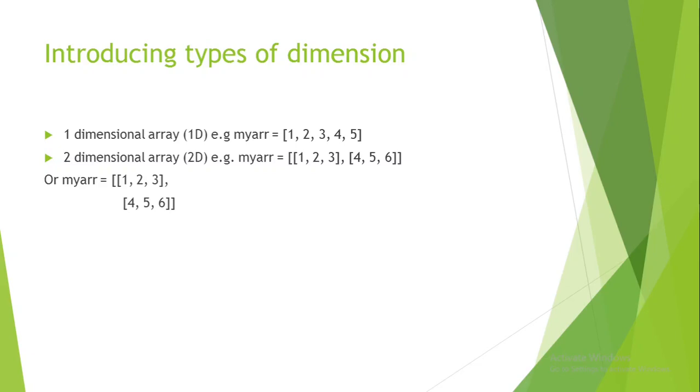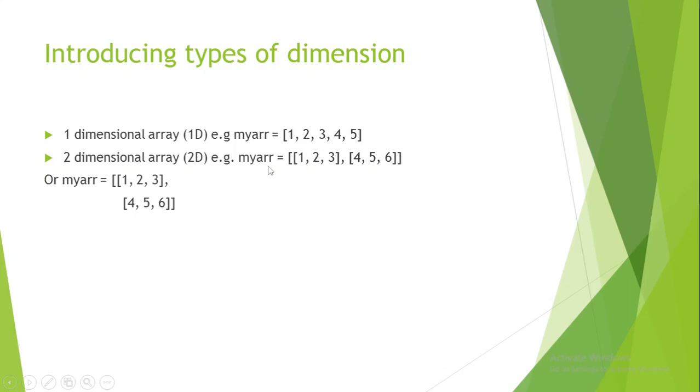So let's talk about the types of dimensions we're going to be working with in arrays here. We're going to have one-dimensional arrays and two-dimensional arrays. There are also three-dimensional arrays, but for the scope of this course, we're going to be really talking about one-dimensional and two-dimensional arrays. One-dimensional array is just in this format here: my array, set to a form of list.